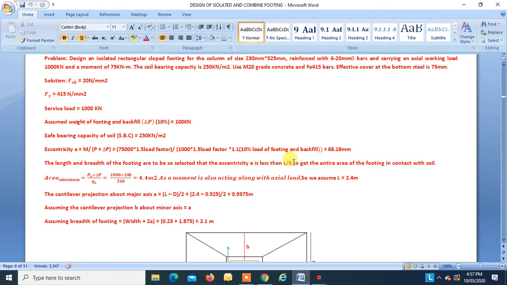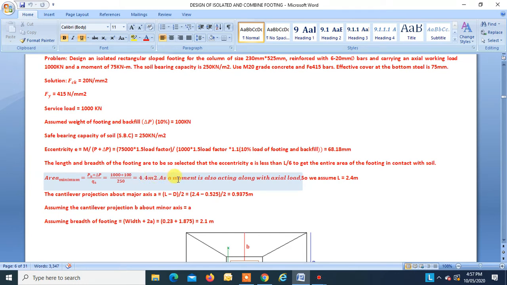So that the entire area of the footing is in contact with the soil. Now we have to assume the size of the footing. So let us start with this. Area minimum is equal to Pu plus delta P divided by qa. Actually, as we have moment also, it should be Pu plus delta P divided by qa plus M by Z. But for simplification of calculation, let us take just Pu plus delta P divided by qa. qa is 250. We get this as 4.4 meter square. Square root of this is 2.1 meters.